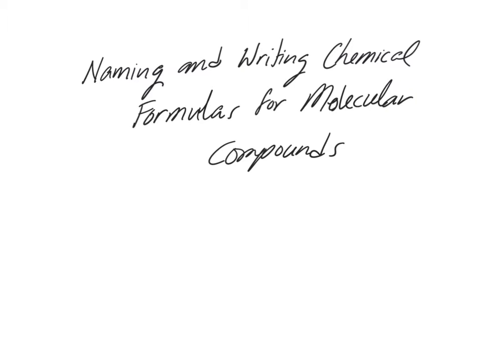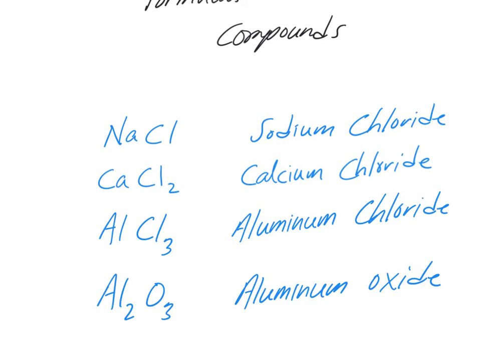We're going to be following different rules from the rules that we followed for ionic compounds. Actually, let's first start by naming some ionic compounds, and then let's move on into molecular compounds. When we move into the molecular compounds, you're going to see why we need to follow different rules from naming ionic compounds. All right, so I have 4 ionic compounds here. I've got sodium chloride, I have calcium chloride, aluminum chloride, and aluminum oxide.